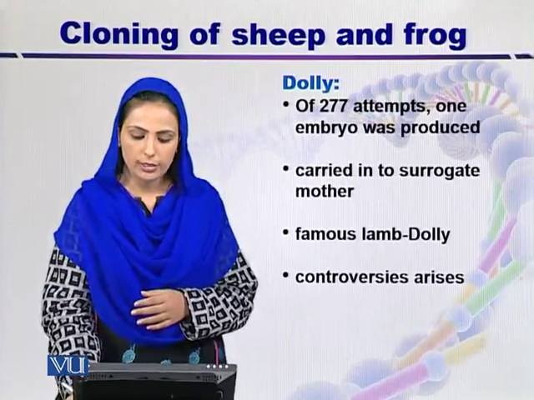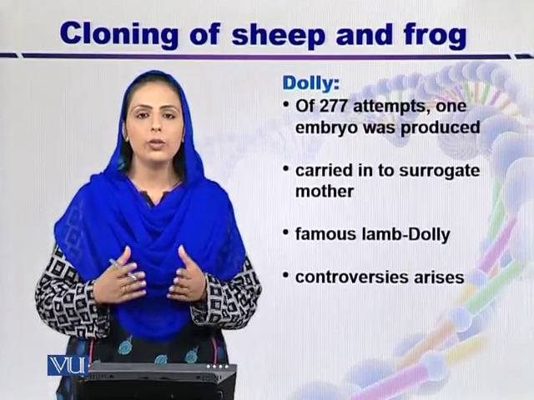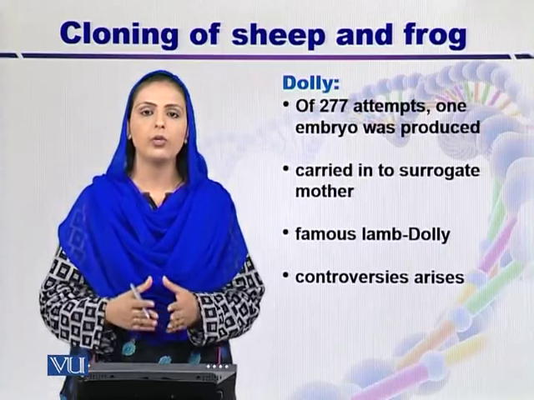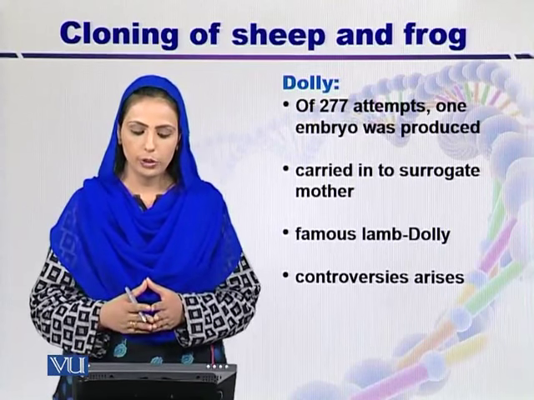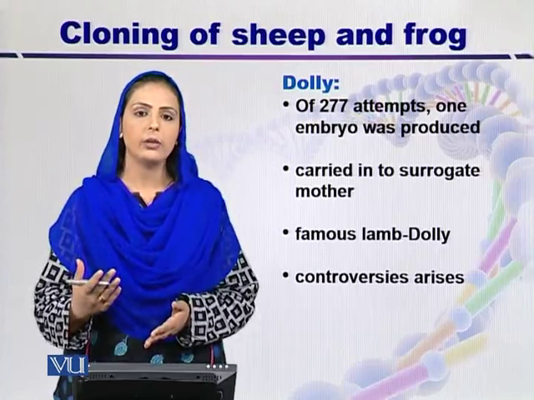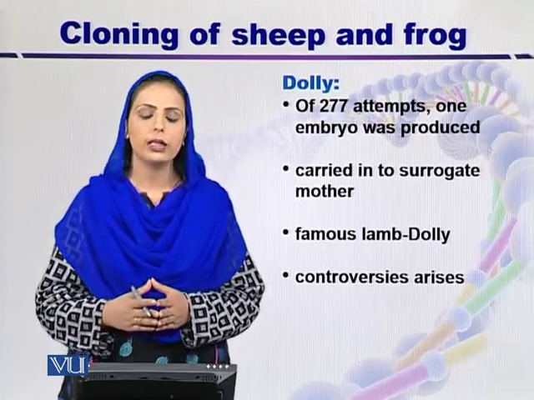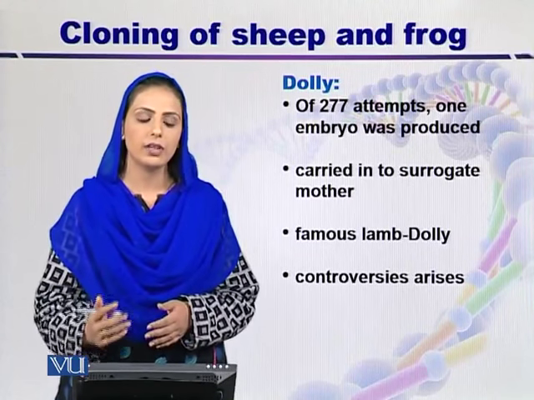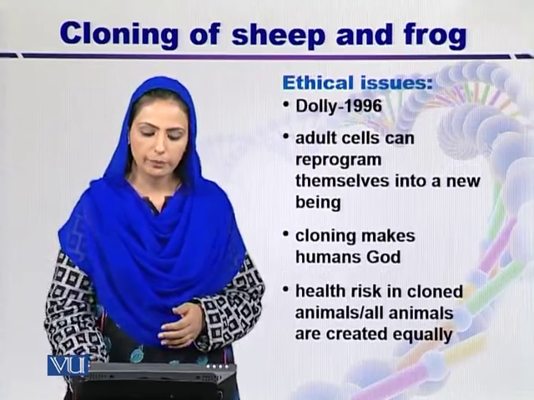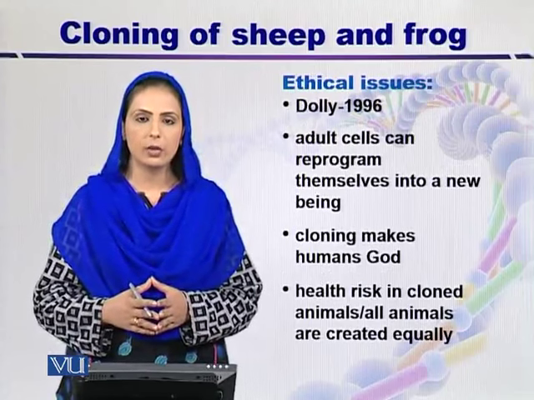Now Wilmut and Campbell performed 277 attempts, and of the 277 attempts only one embryo was produced that was carried by a lamb mother, and a famous lamb was produced named Dolly, and from here controversies arose regarding the cloning technique. Dolly was born in 1996.